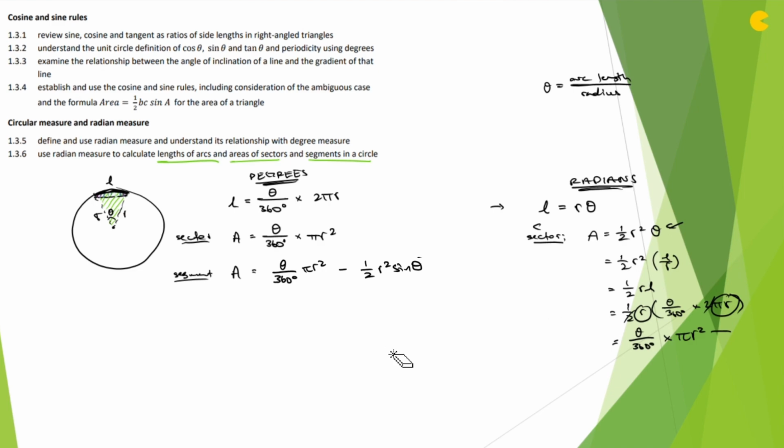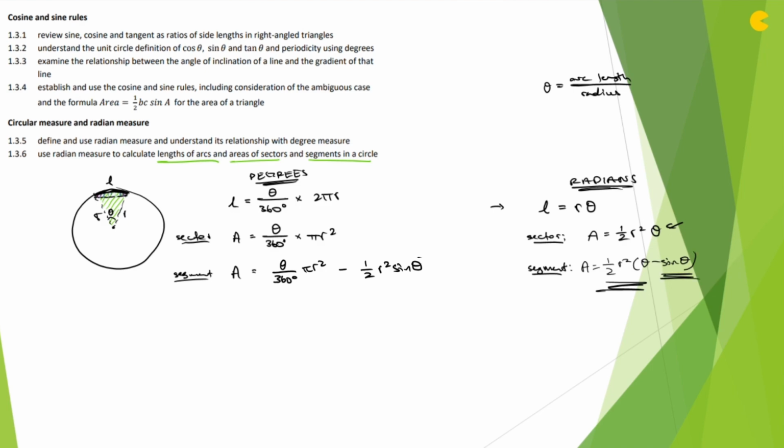Okay. And finally, we also have the segment. And this uses a lot of the same logic that we saw in the degrees section. So the area of the segment is equal to 1/2 r squared times theta minus sine theta. Okay. So those are all of the circular measures. So 1/2 r squared theta minus sine theta, that's the exact same as this section here. You can see theta on 360 times pi r squared is equal to 1/2 r squared theta. And then you have similar logic kind of here with the r squared times sine theta.